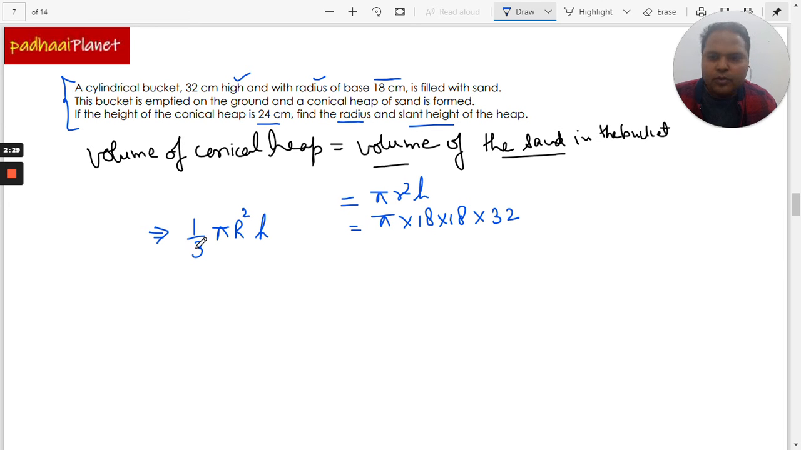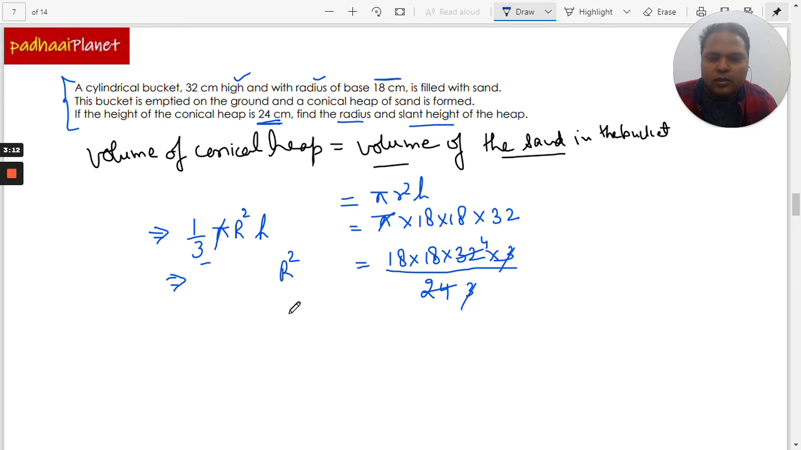So now we can say that the R square is equal to, and here pi gets cancelled with pi, so that's very simple, and here we have 18 multiplied by 18 multiplied by 32, and 3 comes here from this side, right? And then the whole thing gets divided by the height of the cone, and the height of the cone is 24 centimeter. So we put it like this, 24, right? So let's start simplifying this. This is like 8 by 8, it is 4, and by 8 this is 3, so 3 gets cancelled here.